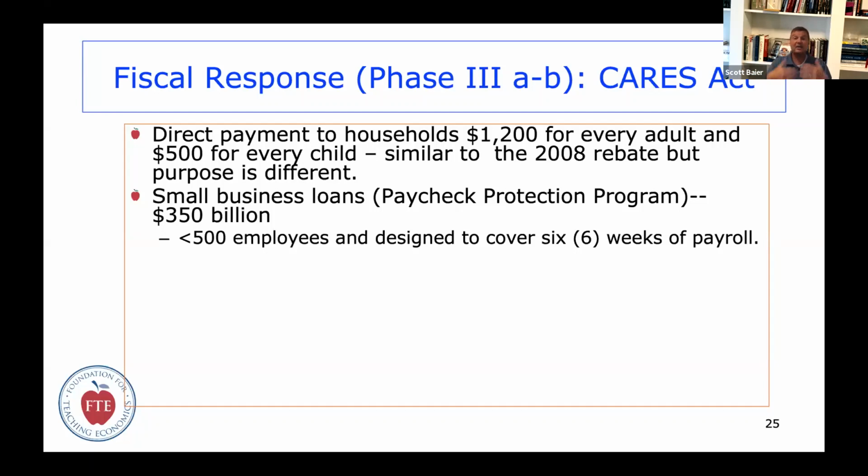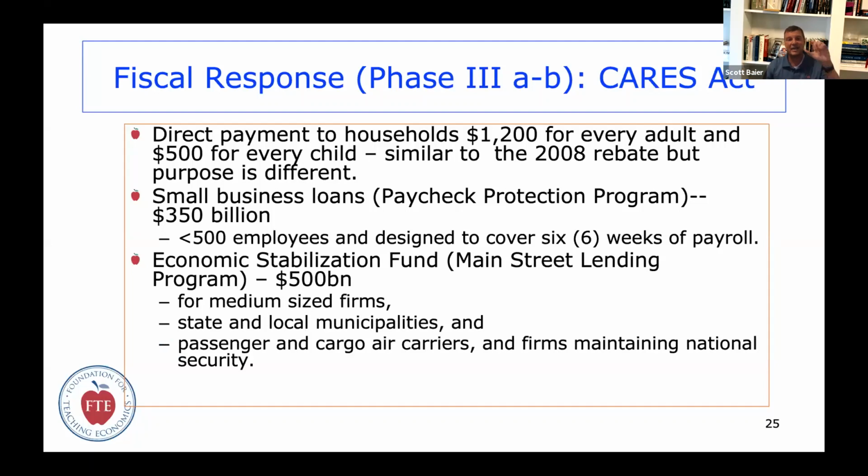So again, the idea, and this was something novel to fiscal policy at this time, it was designed to keep employees matched with their employer. Then there's the Economic Stabilization Fund, or the Main Street Lending Program. And this was designed for medium-sized firms, also to provide support for state and local municipalities and some targeted industries, say air carriers and firms that were important for national security. So that covers what the fiscal side did.